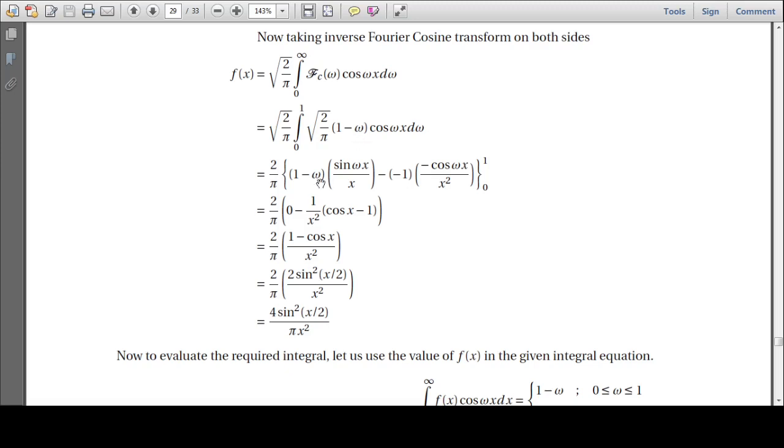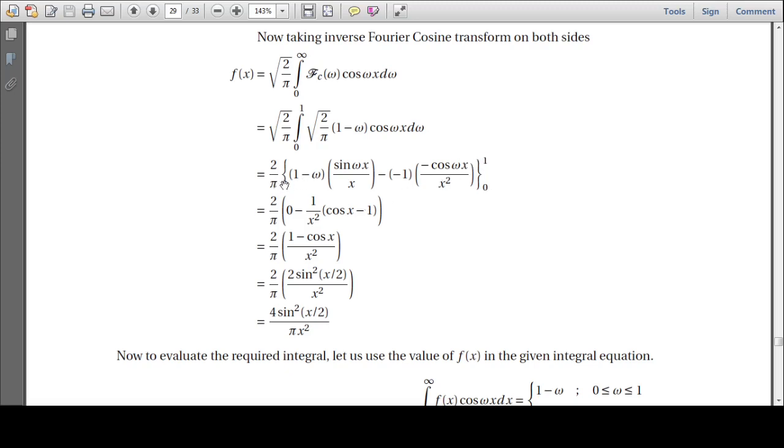So 1 minus omega into the integral of the second term. The integral of cos is sin omega x, and with respect to omega, the derivative of omega x is x. So sin omega x by x, minus the derivative of the first term, that is minus 1, into the integral of the second term, that is minus cos omega x by x, x into x, x square. Then the next term is plus the derivative of minus 1, which is 0. So this integration is over up to this term. Now we have to put the limits 0 to 1.